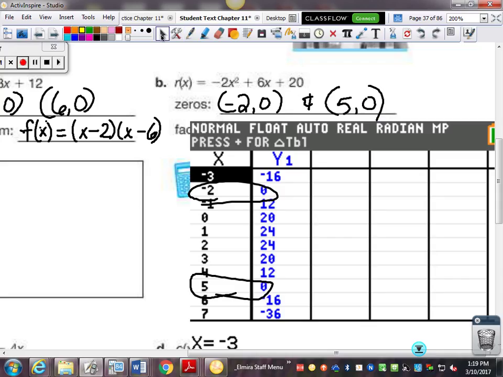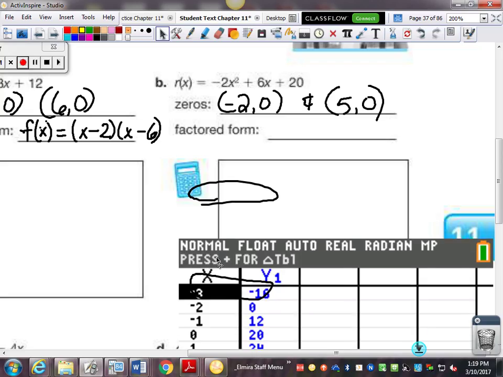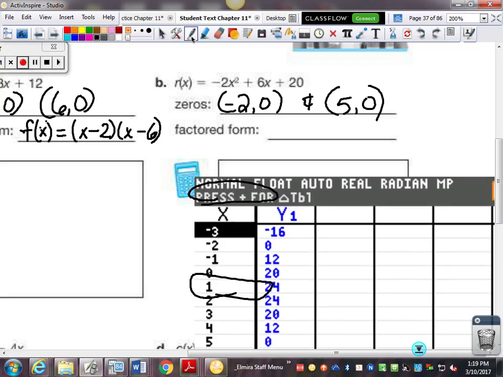Now this one is different because it has a leading coefficient out in front. It has this leading coefficient of -2. Well, when you're writing it in factored form, just carry that -2 down. X plus 2, x minus 5. Okay, so just carry your leading coefficients down.